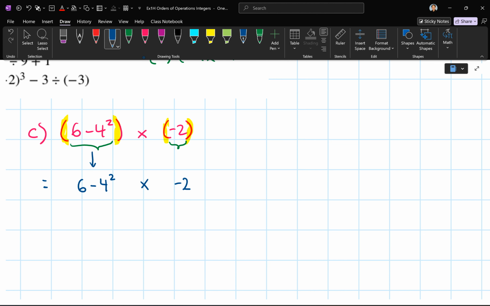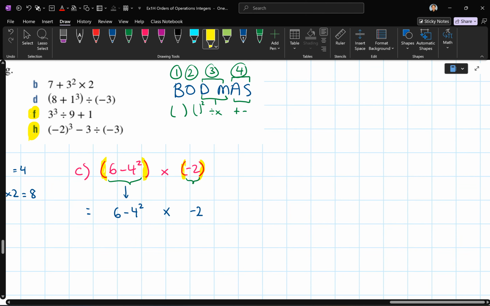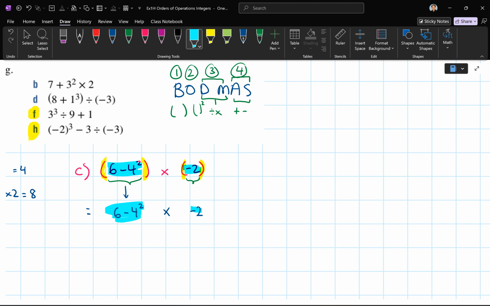But what I have now, so notice how I've got rid of the brackets. I'm just focusing on what I have. So this is what I have. I have 6 minus 4 squared. But within that, now that I've done the brackets, the next part is, well, are there any orders? Okay, so I'm going back to BODMAS. So I've done brackets. Inside the brackets, I've already written it down. 6 minus 4 squared, that's here. And inside the brackets here, I've got negative 2. That's it. So I've done the brackets.